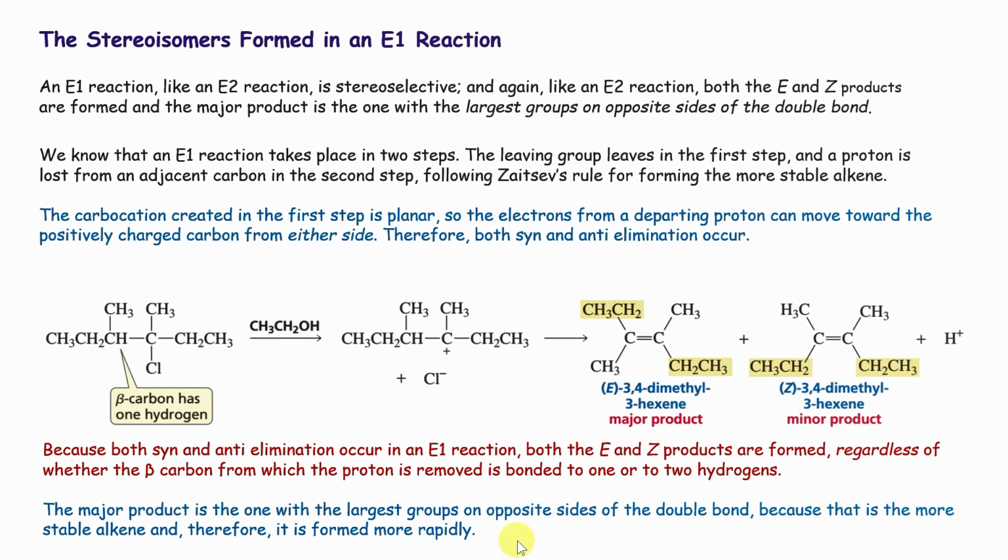One of the important points is that both syn and anti-elimination occur in an E1 reaction, and so both E and Z products are obtained, regardless of whether the beta carbon from which the proton is removed is bonded to one or two hydrogens. But the major product will be the one with the largest groups on opposite sides of the double bond, as in the E2 reaction. But in the E2 reaction, only anti-elimination occurs.